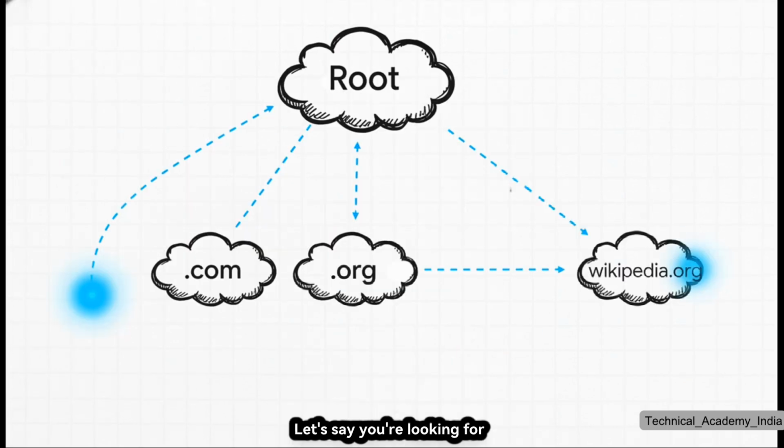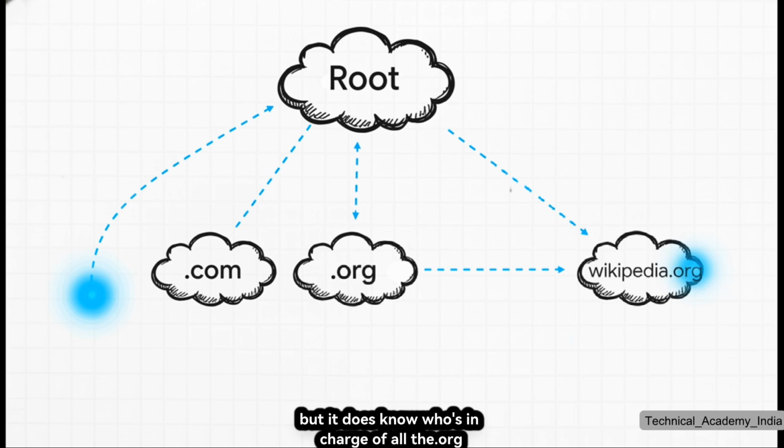Let's say you're looking for wikipedia.org. Your request goes to a root server first. Now, the root server doesn't know the final IP address, but it does know who's in charge of all the .org websites. So it points you to the .org server, and that server knows exactly who has the specific info for wikipedia.org. It's just this incredibly fast chain of command that pinpoints the right address in an instant.